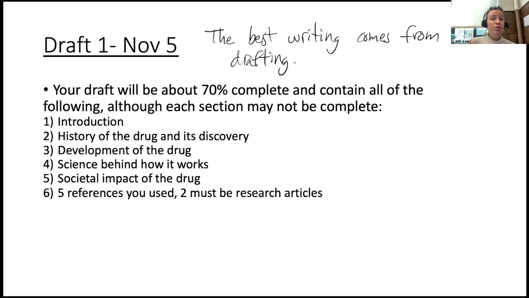Your first draft will be due November 7th. This draft will be about 70% complete, so it doesn't need to be a finished product. It won't even be done in terms of how much you've written, right? I want your draft to contain a little bit in each of the sections that you wrote in your outline, but none of those sections need to be complete, or maybe the first 3 are complete and the last 2 are less complete, right?